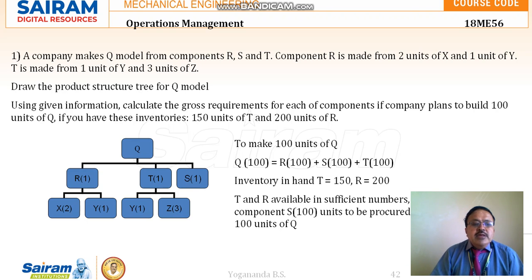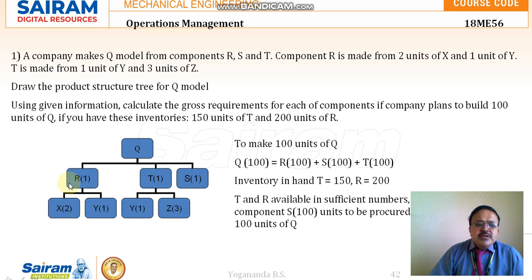A company makes the model Q, that is the product Q to be manufactured from the components R, S and T. So we have finished product Q which can be obtained by the sub-assemblies R, S and T. The component R is made from 2 units of X and 1 unit of Y, and the component T is made from 1 unit of Y and 3 units of Z. The first question asked here is draw the product structure tree for the Q model.